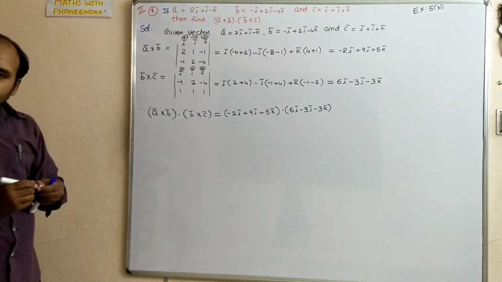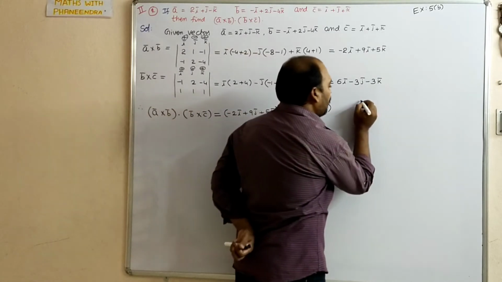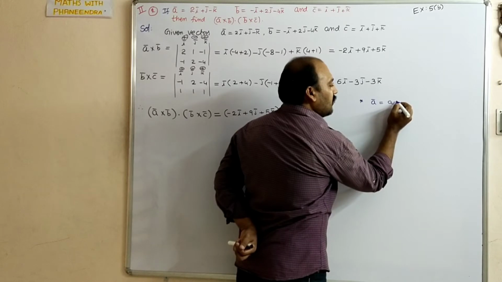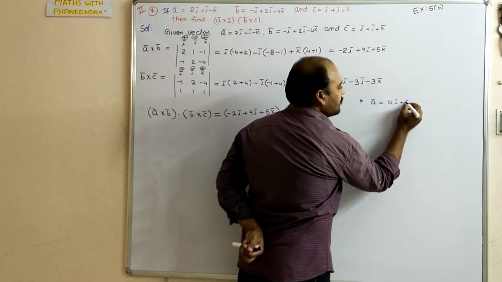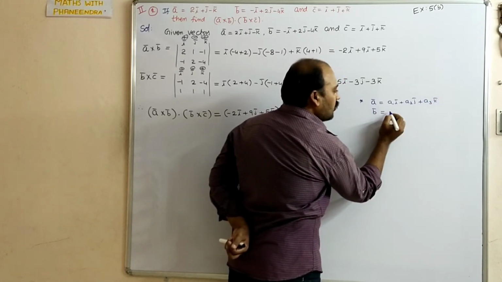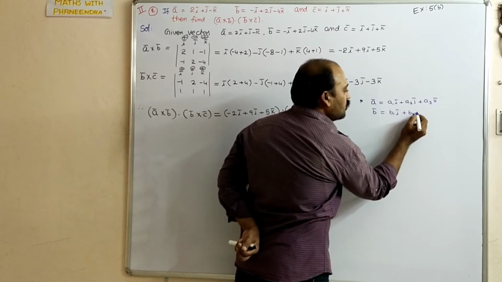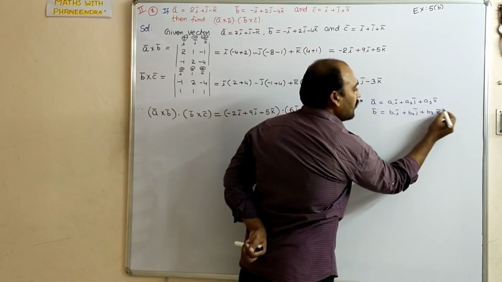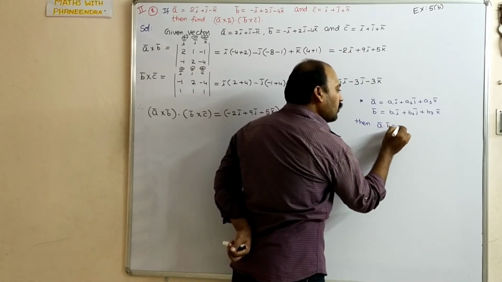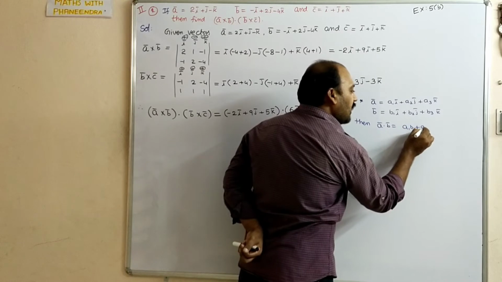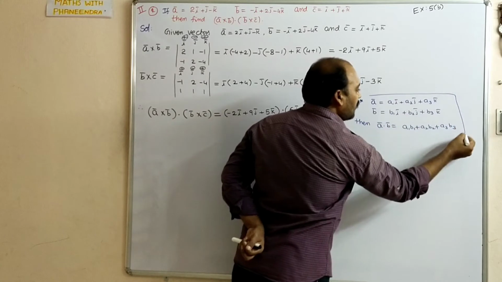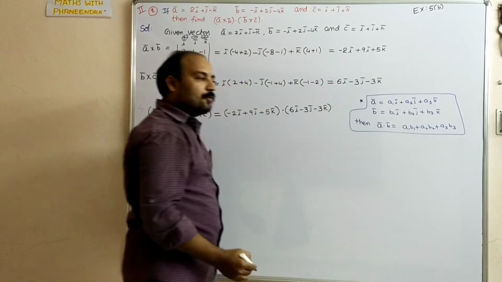So the dot product of two vectors, we know that. Just I will give one more hint. A bar equal to a1i plus a2j plus a3k. B bar equal to b1i plus b2j plus b3k. Then A bar dot B bar equal to a1 b1 plus a2 b2 plus a3 b3. This is the formula for the dot product of two vectors.